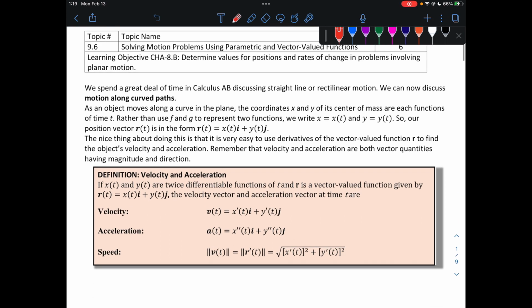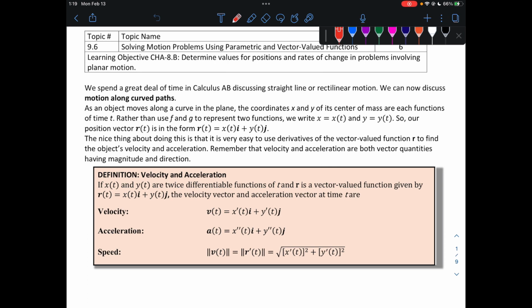As an object moves along a curved path, the coordinates x and y of its center of mass are each functions of time t. Rather than use f and g to represent two functions, we write x of t and y of t, so our position vector r is in the form r equals x of t i plus y of t j. The nice thing about doing this is that it's very easy to use derivatives of the vector valued function r to find the object's velocity and acceleration. Remember that velocity and acceleration are both vector quantities having magnitude and direction.